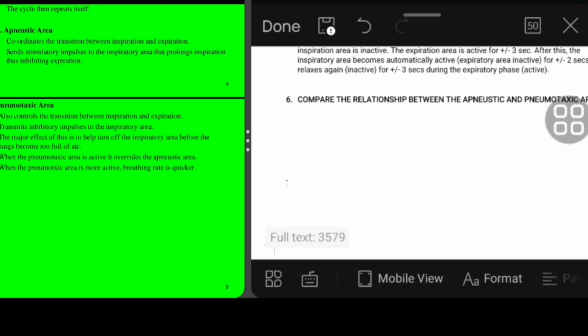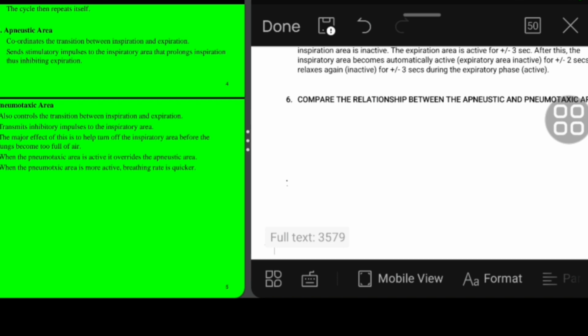So your apneustic area is the one that stimulates your inspiration and prolongs it while it's inhibiting your expiration, whereas your pneumotaxic area is the one that's inhibiting your inspiratory area so that your lungs don't become too full of air, so that you're not just breathing and you don't stop breathing in.